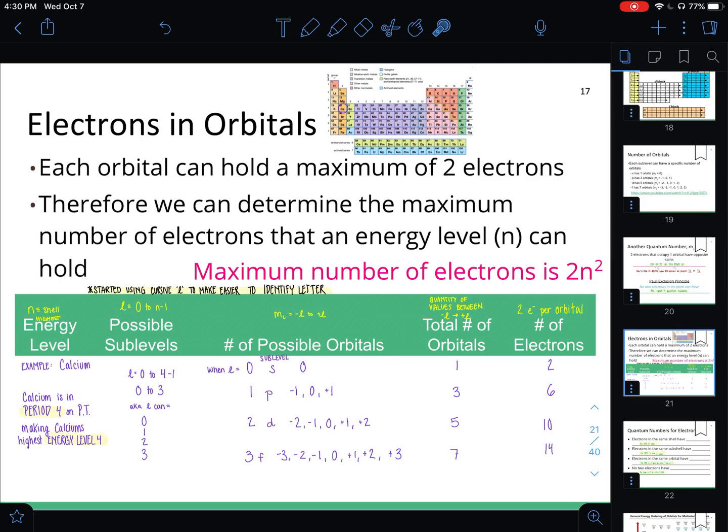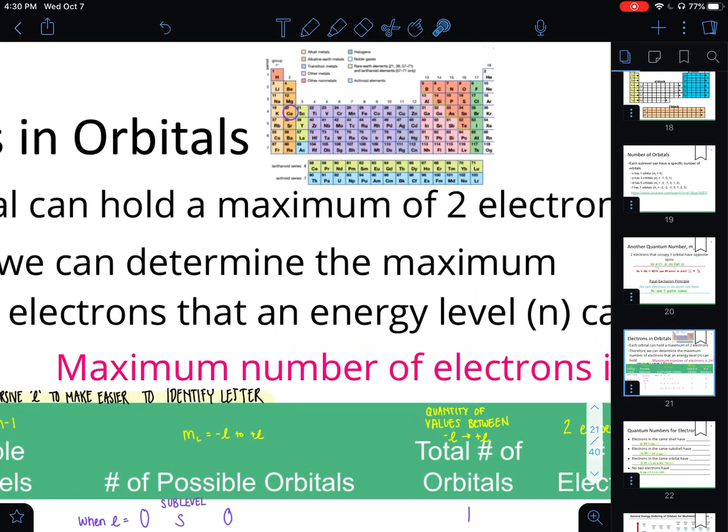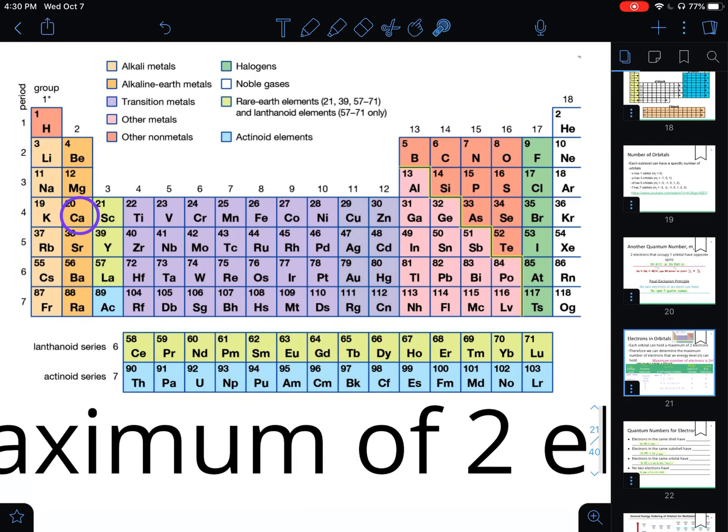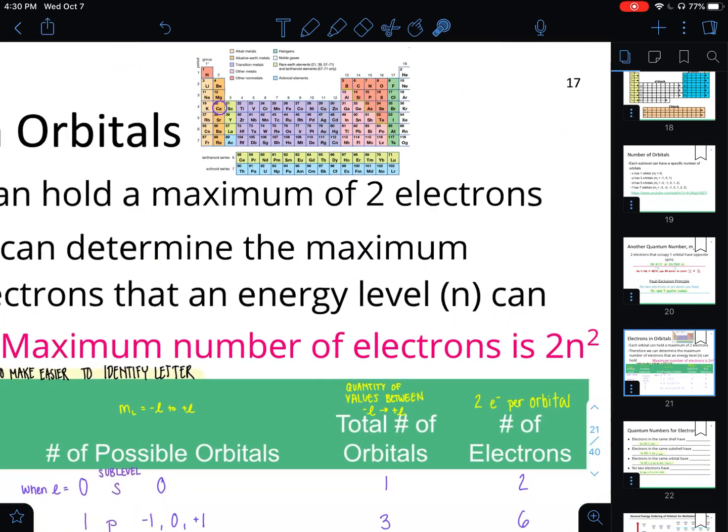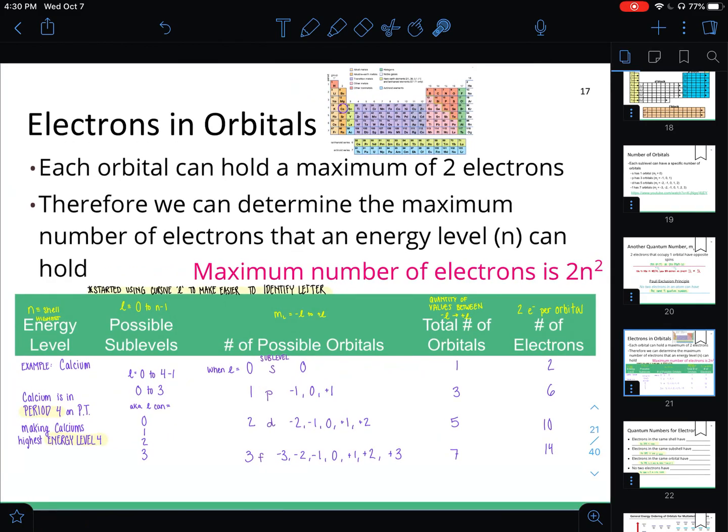All right, so we are going to break these down with our example of calcium. Zoom in on the periodic table. So calcium is right here, number 20, and it is in period 4. That means that calcium, since it's in period 4, has the energy level of 4. Its highest energy level is 4.